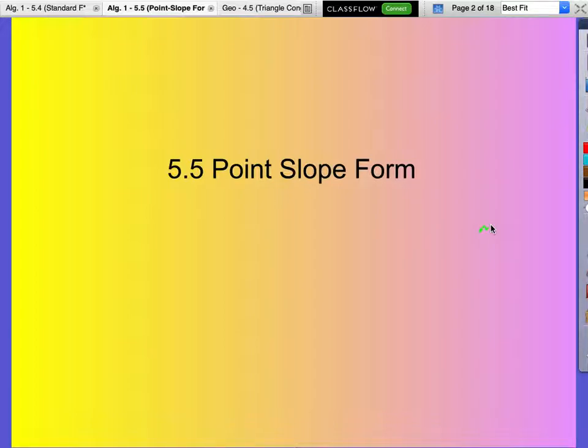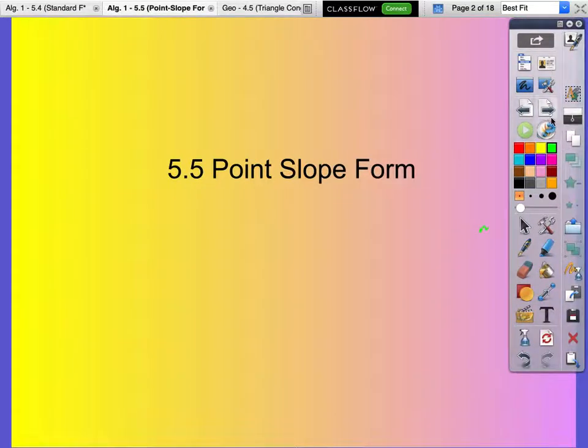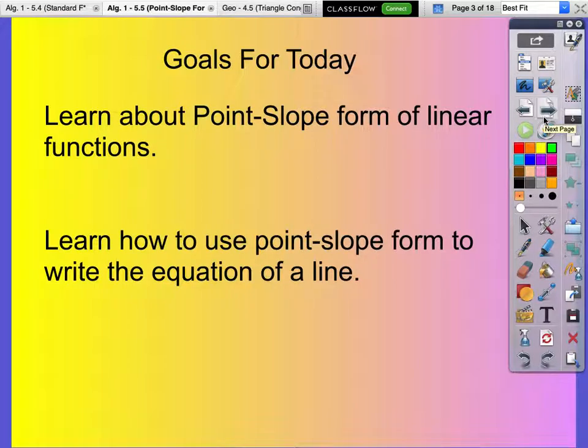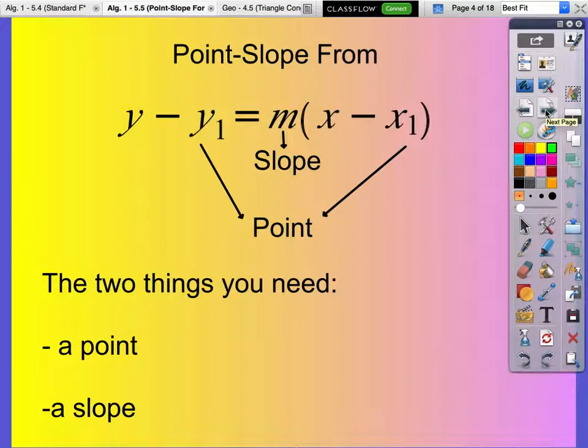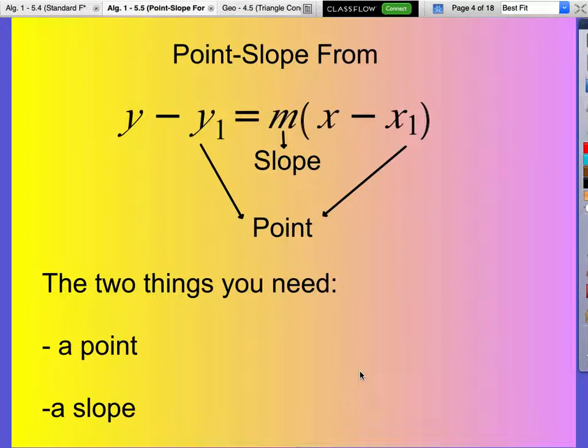We've had all these different forms, and now we're going to have point slope form. So we've got slope-intercept form, and we've got standard form, and now we're going to add in the third one, called point slope form. Point slope form can be pretty useful for us for finding equations. The goal for today, you don't have to write this down, is to learn about point slope form of linear functions and learn how to use it to write an equation. So I want you to write down everything that's on this slide, including those little labels. Please and thank you.